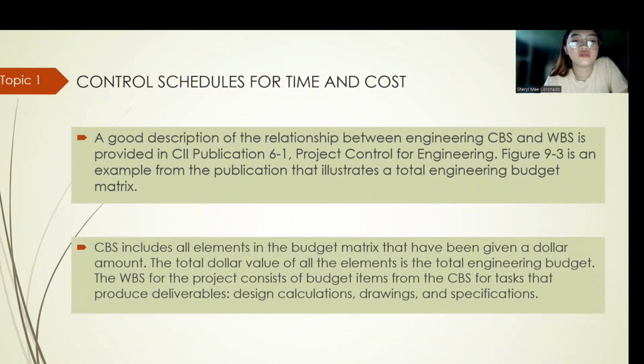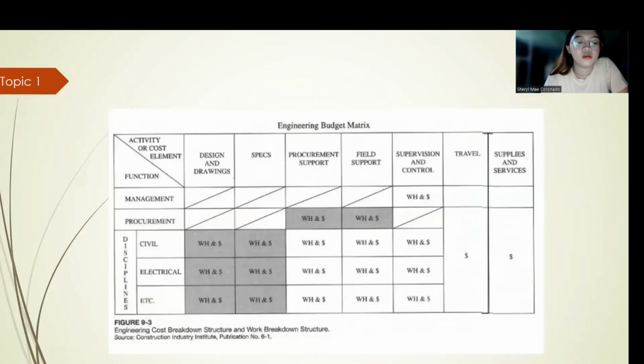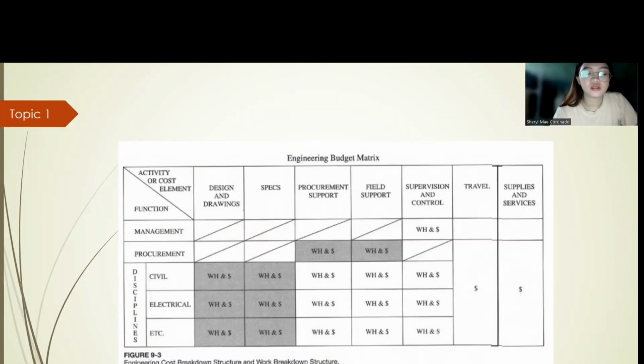The WBS for the project consists of budget items from CBS for tasks that produce deliverables, design calculations, drawings, and specifications. So in figure 93, the functions that are chosen for work control are shaded in the matrix: design and drawing specifications, procurement support, and field support.